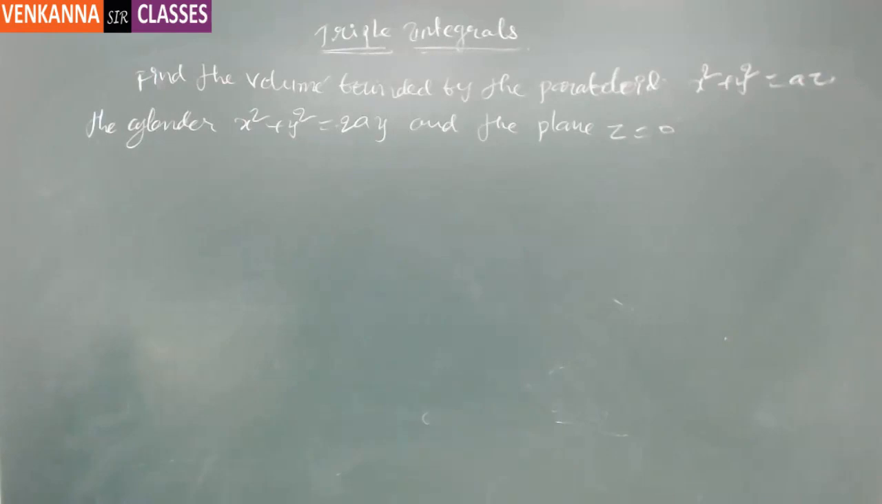Try to identify the volume first and then solve it. If you notice, x square plus y square is equal to az, it is a paraboloid. But x square plus y square is equal to 2ay is a cylinder. So just one letter change made the complete shape different. Anybody got the idea?